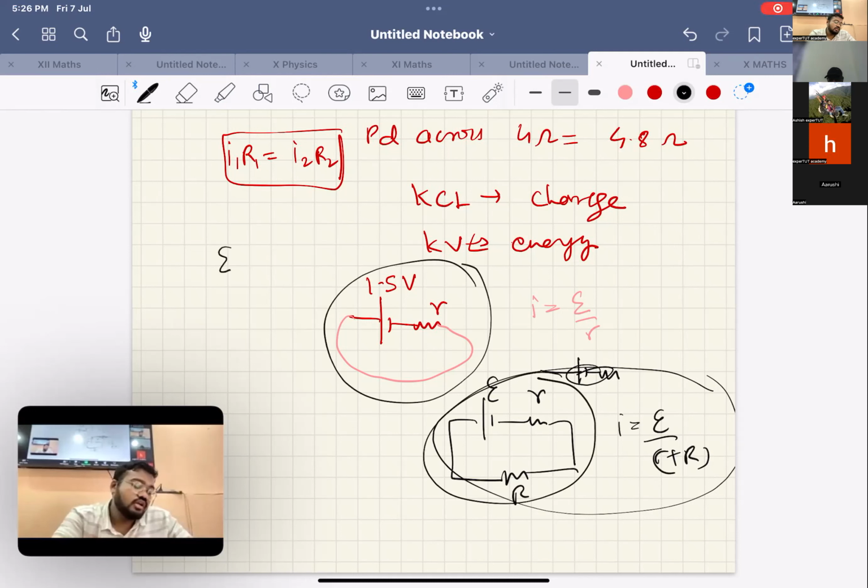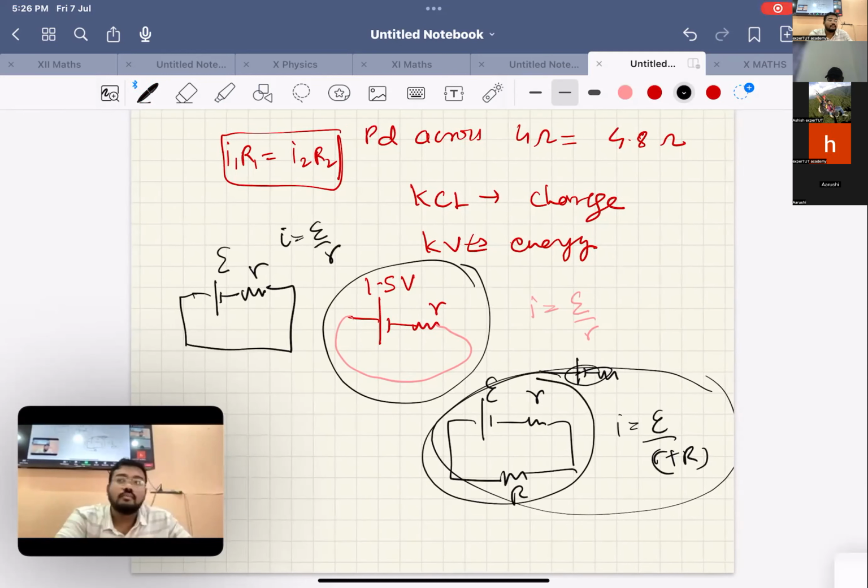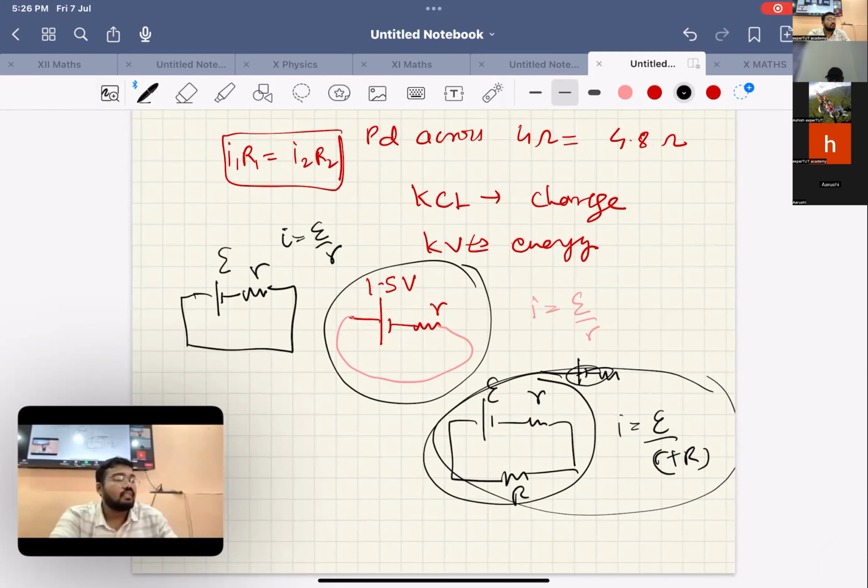So short circuit में short circuit, okay, it is this, that directly like this. So I is equal to E by R. Fine. So no big resistance. No big resistance. It's short circuited. Okay. Next.